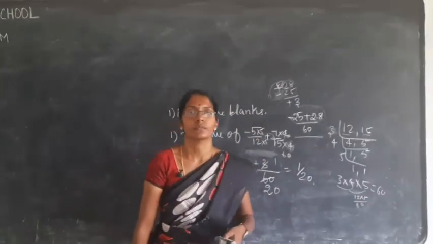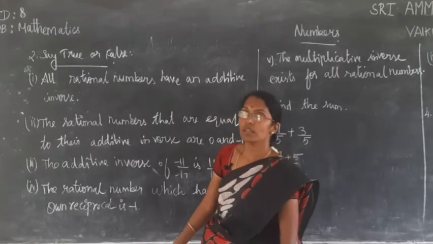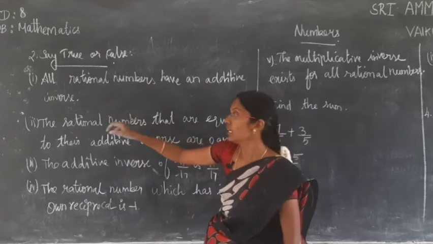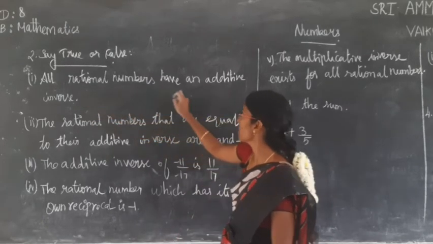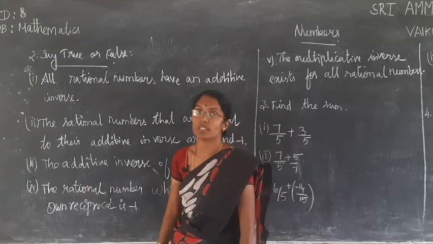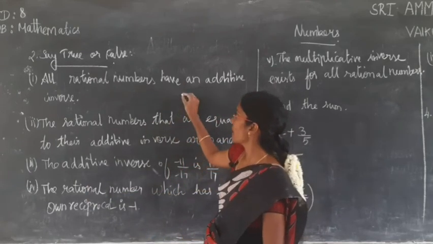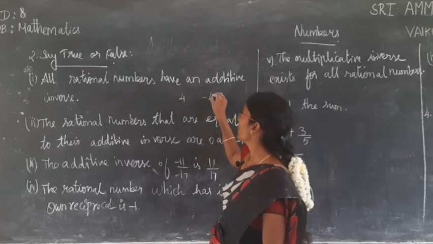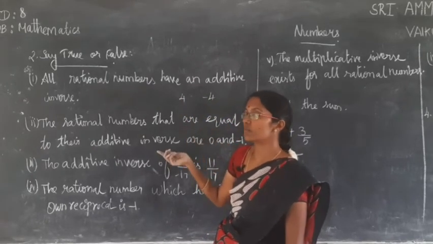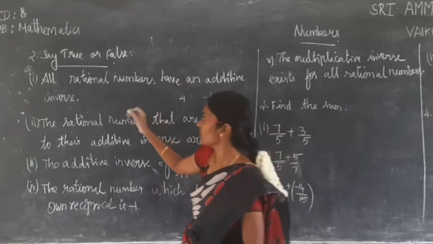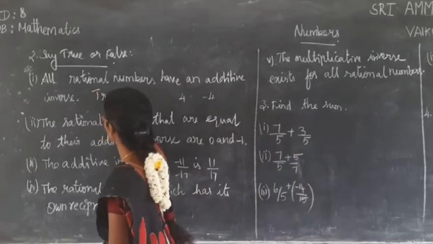Okay. So see here the next one. Say true or false. So first question, all rational numbers have an additive inverse. For example, if it is 4, you will get minus 4. So all the rational numbers will get additive inverse. So the statement is true.